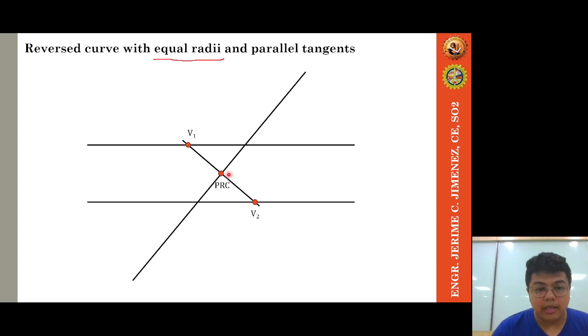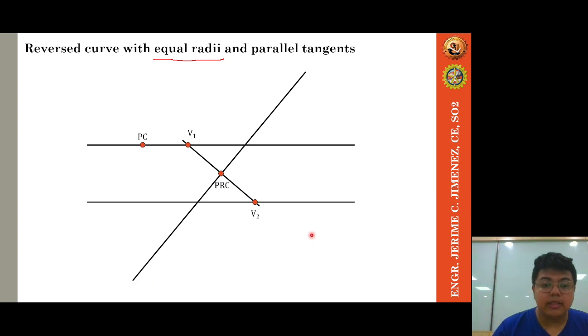Okay? And then to get the point of curvature, or the station of PC, get the distance from V sub 1 to PRC, and then transfer that distance from V1 to PRC to the back tangent. Okay? And that point is what we call the point of curvature, or the PC, or the station PC.